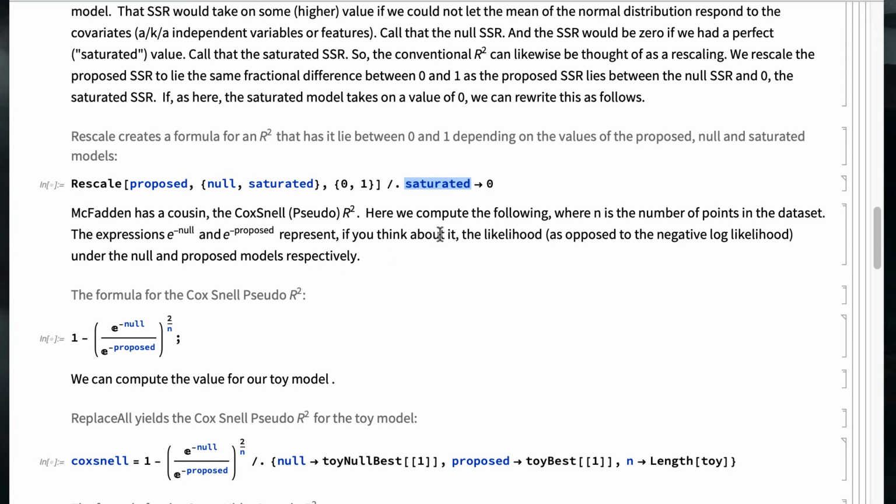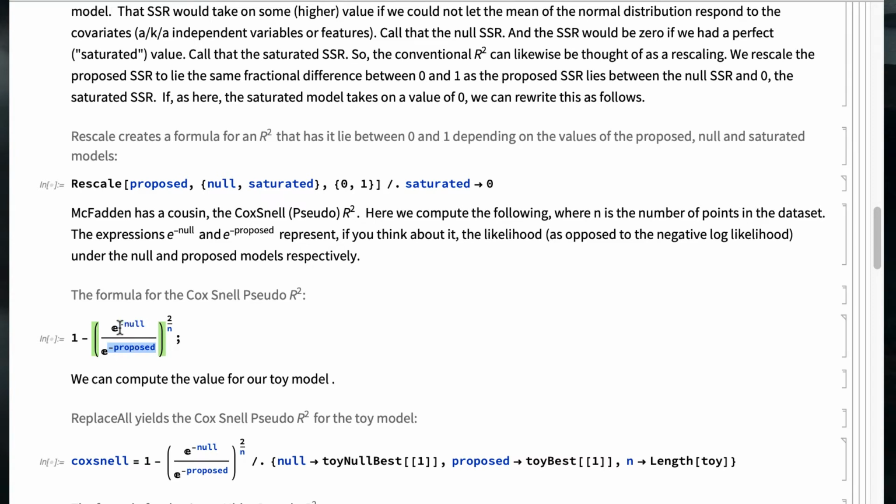So the distinction between the McFadden pseudo R-squared and the Cox-Snell pseudo R-squared is that, instead of using those negative log likelihood values, we're going to use the likelihood values. And if you think about it, to go back from negative log likelihood to likelihood, first you're going to un-negative the thing. So we do that here and here.